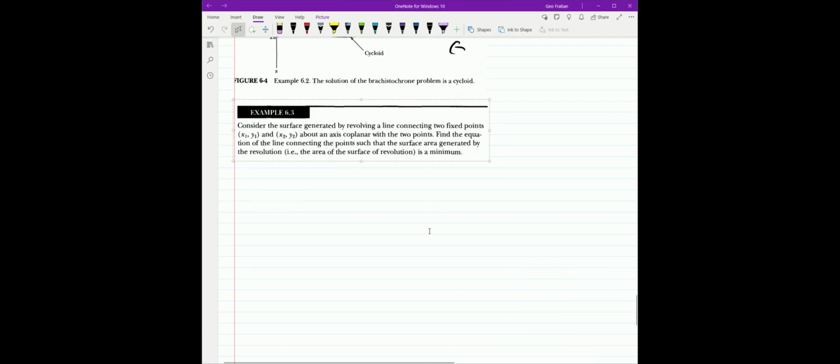But, okay. Let's consider the surface generated by revolving a line connecting two fixed points, x1, y1, and x2, y2, about an axis coplanar with the 2 points. Find the equation of the line connecting the points such that the surface area generated by the revolution is minimum. So again, we're looking to minimize something. So let's see how we can do that.